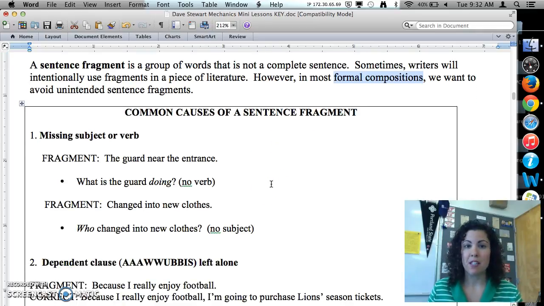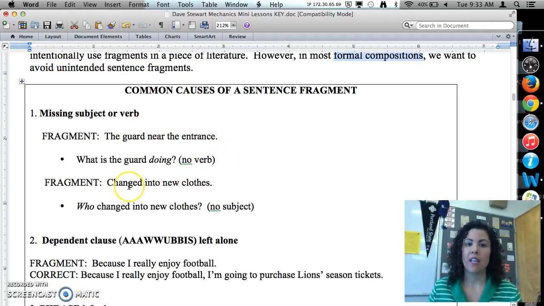First, you could be missing a subject or a verb in your sentence fragment. So here we have the guard near the entrance. We're like, great, he's a guard. What's he doing? We don't know. There's no verb. We'd have to say the guard is standing, the guard slept. What was his action doing?